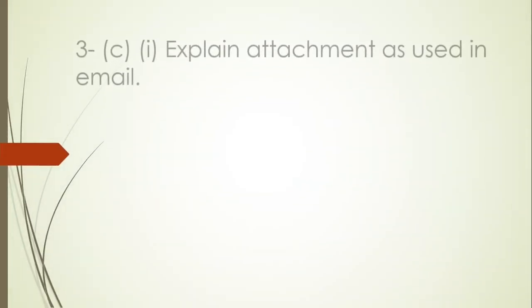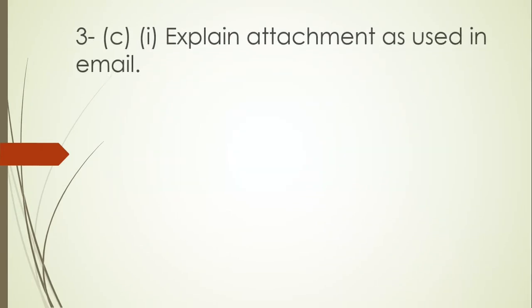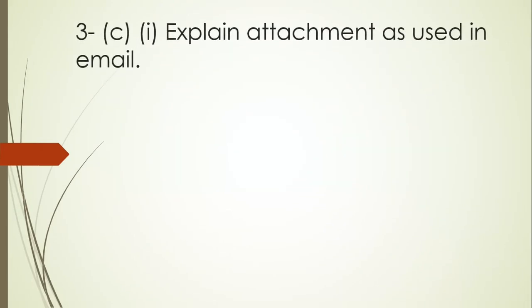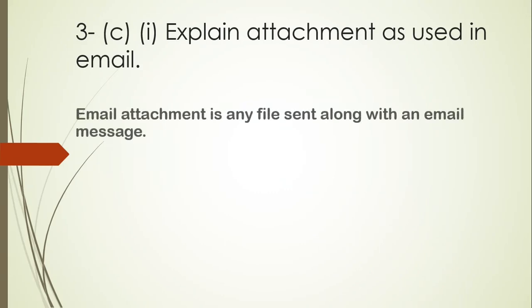Next question, question 3CI. It says, explain attachment as used in email. So email attachment is simply any file that is sent along with an email message. So if you have your text message as email, and then you want to send a picture to somebody, that picture becomes an email attachment. If it is a document, that document is an email attachment. So that is email attachment.